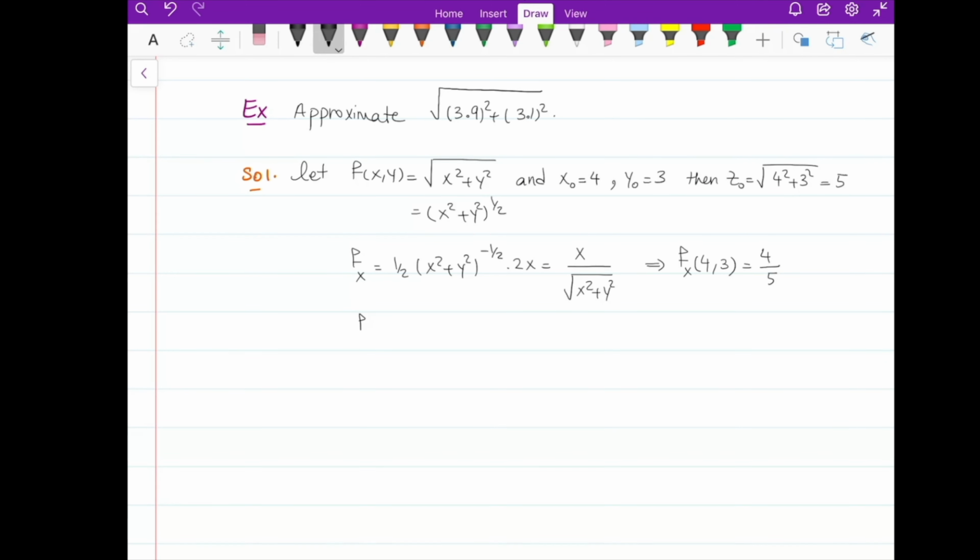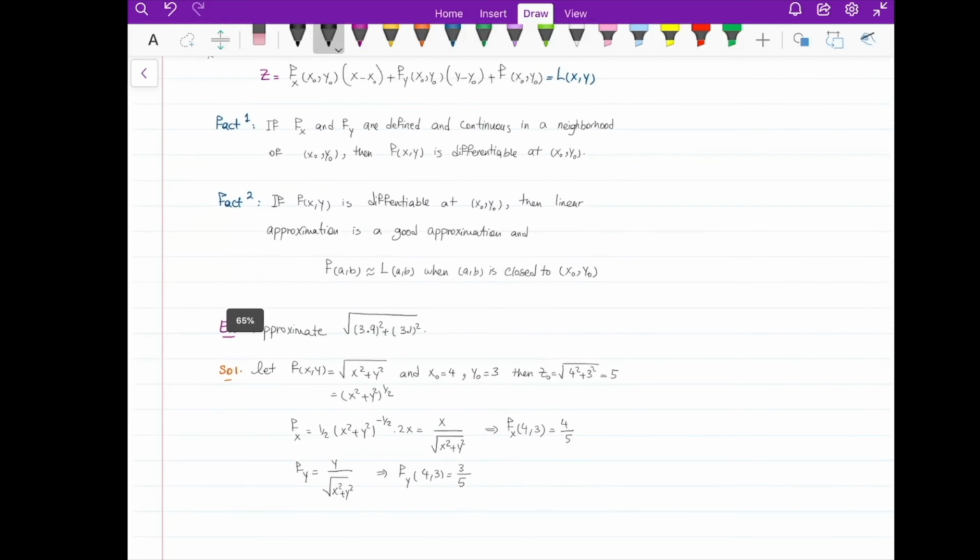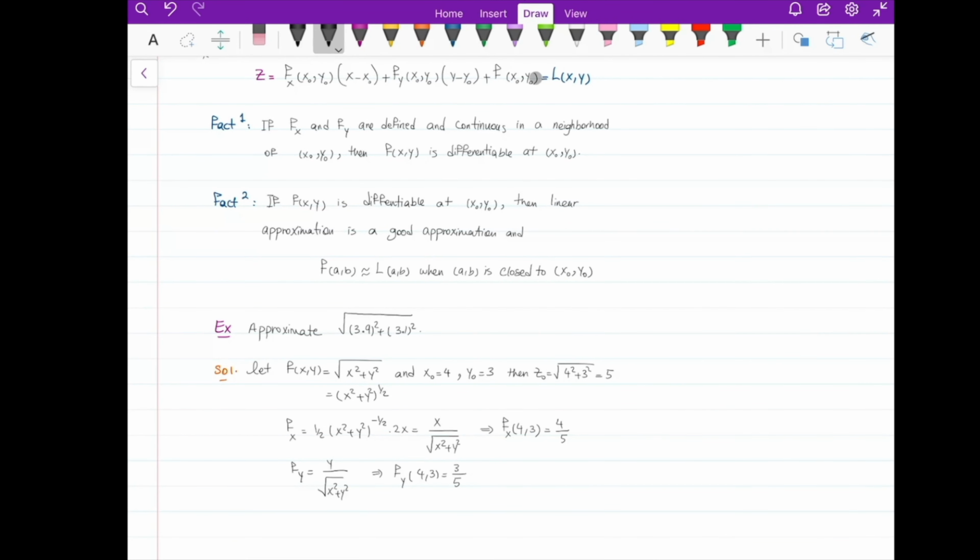Okay, with the same idea, f y would be y over the square root of x squared plus y squared, just because the function is symmetric with respect to x and y. That's why I can replace x with y in here. And then f y at the point 4 and 3 would be 3 over 5. Very good. Now let's look at the formula for linear approximation.